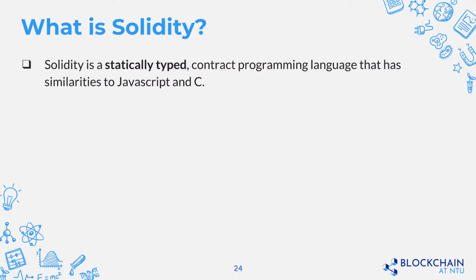Okay. So what is Solidity, right? Solidity is a statically typed contract programming language that has similarities to JavaScript and C. So if you already know JavaScript, then Solidity will be much simpler for you to understand. So what does statically typed mean, right?